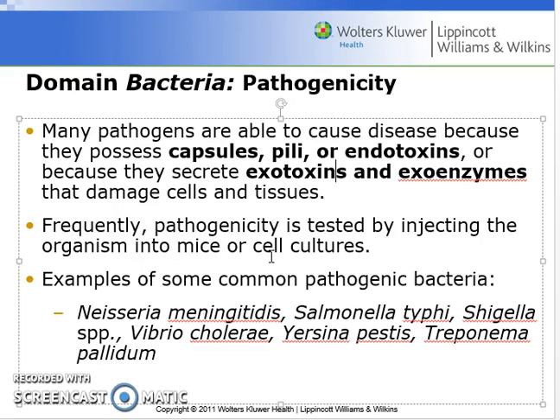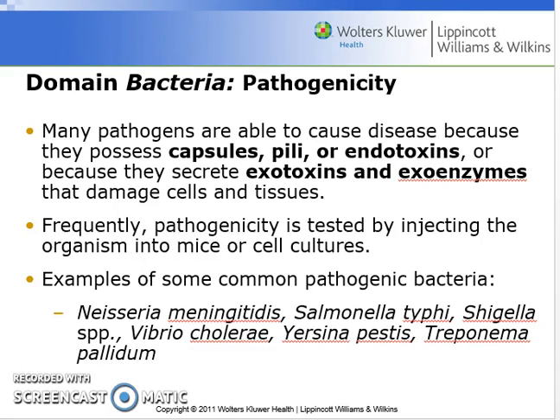Yersinia pestis is an organism that causes the bubonic plague, so you can have giant boils start forming all over your body, which leads to necrotic tissue. And then you also have another bacterium called Treponema pallidum, which I've talked about before. Remember, this is the organism that causes syphilis, and it has a twisting motility. So the key thing is that to characterize certain bacteria, we base it off their pathogenicity.